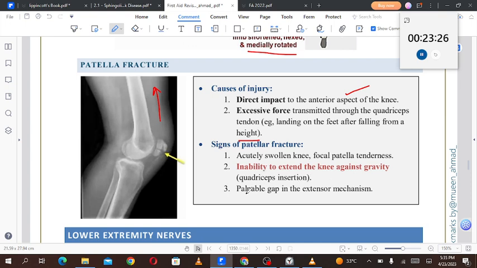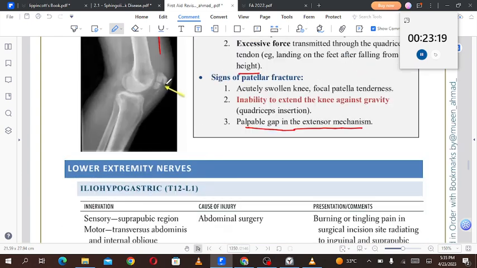Quadriceps insertion: there is a palpable gap in the extensor mechanism. So in the extensor mechanism, you will be able to find a palpable gap, I guess over here.